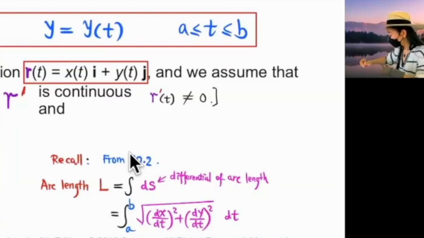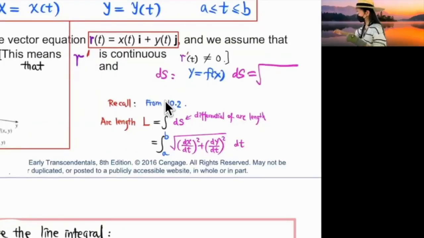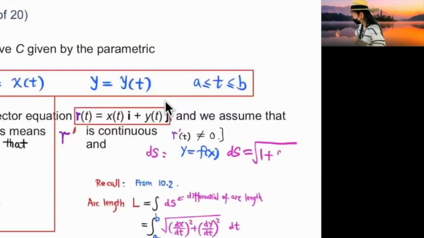So remember for ds, if y here is a function of x, then ds is equal to the square root of 1 plus dy dx squared, dx. This is given when y is a function of x. So you put dy dx over here, right?